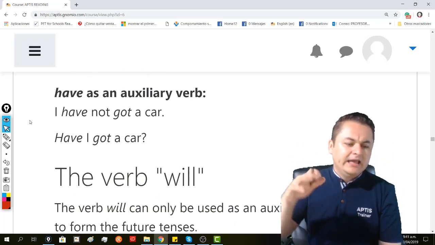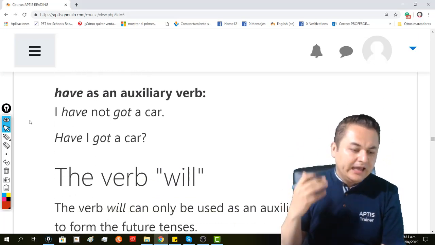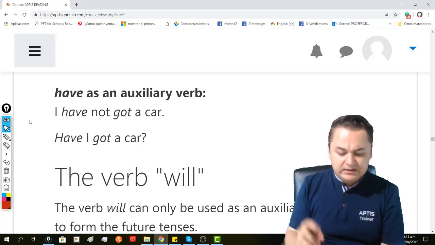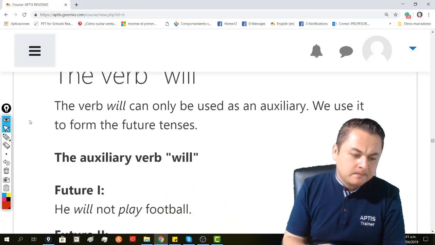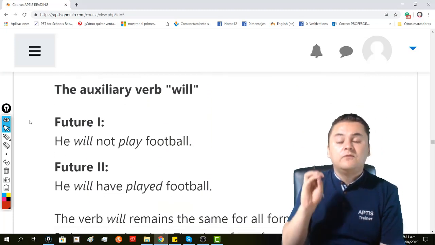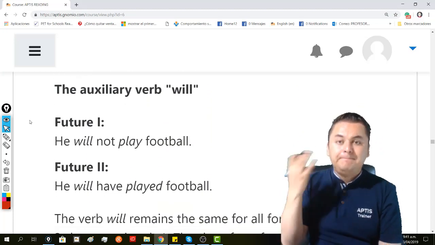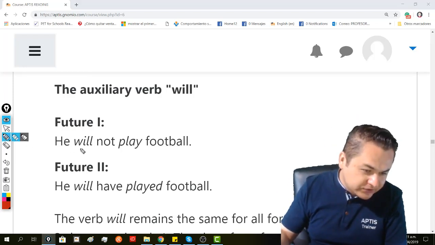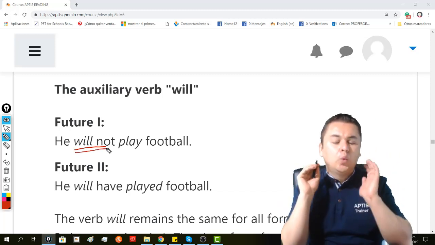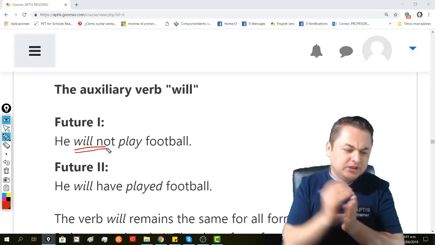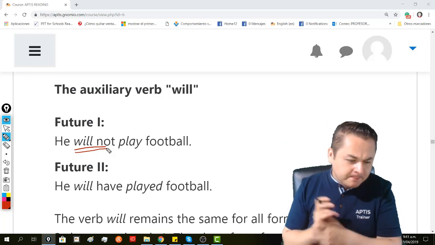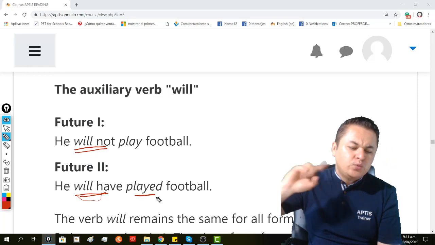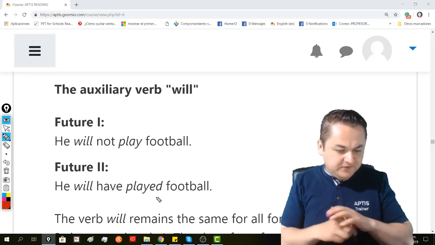Here is the same. I have got. I have not got a car, to say no. Have I got a car, to ask the question. We can also talk about the verb will for future tenses, because will is also used for negative. I mean, you use the help of the verb will to say no in the future. He will not play football. And here, for future perfect tenses, he will have played football.